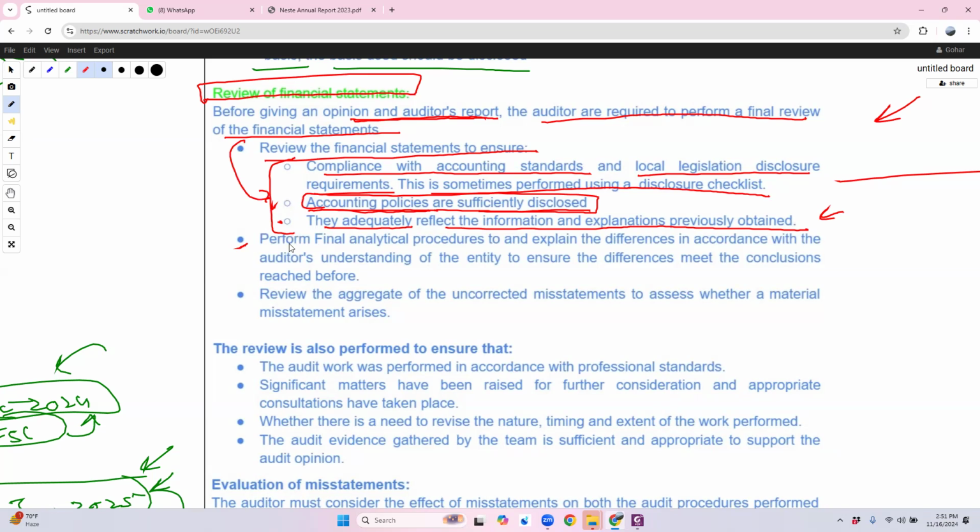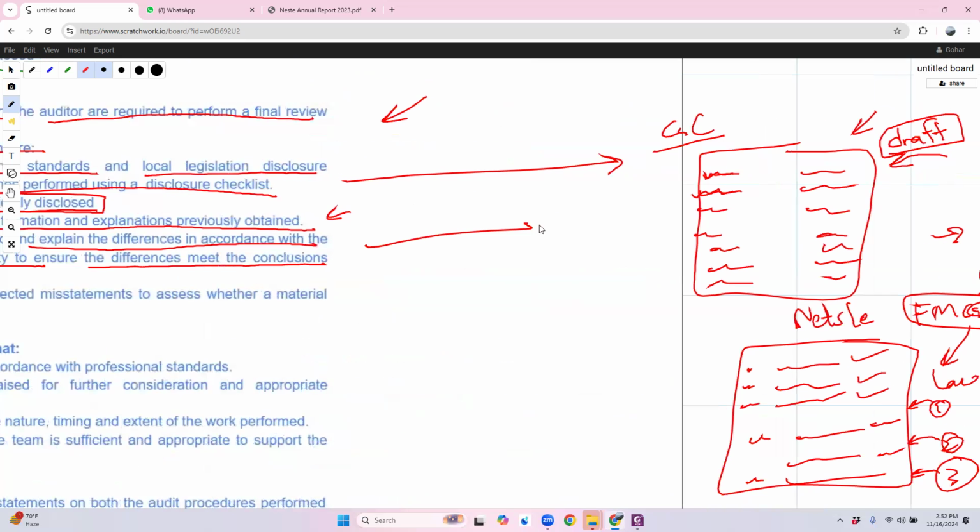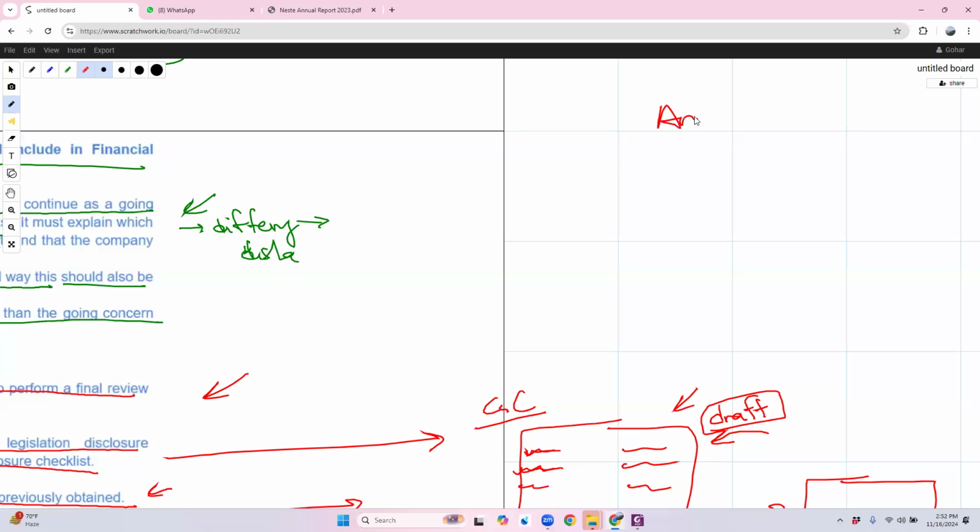The second thing, you also have to perform final analytical procedures and explain the differences in accordance with the auditor's understanding of the entity to ensure the differences meet the conclusions reached before. So you remember the basic analytical procedures, right? Basic analytical procedures.